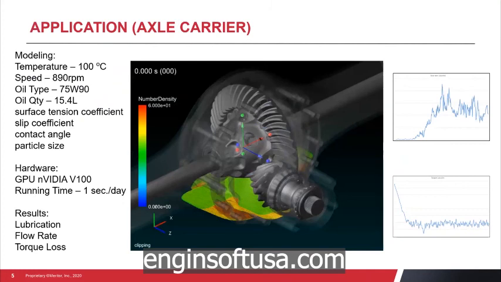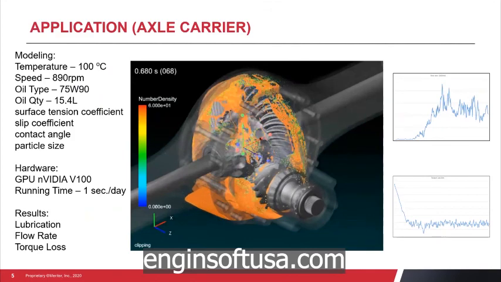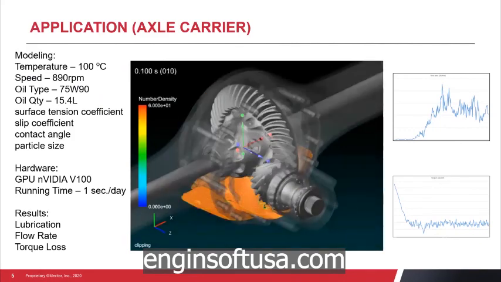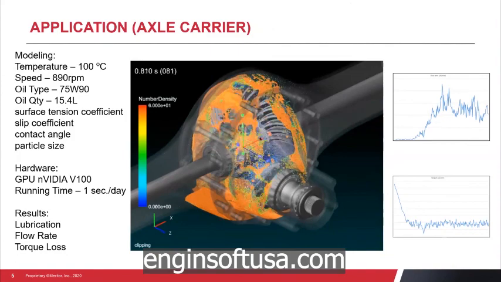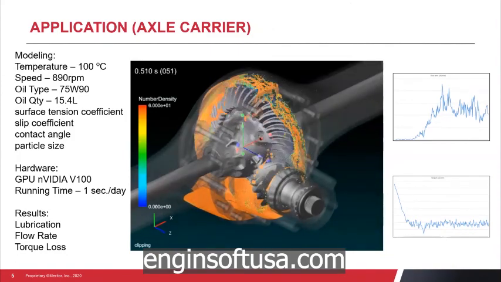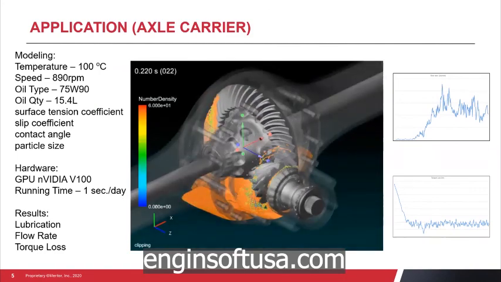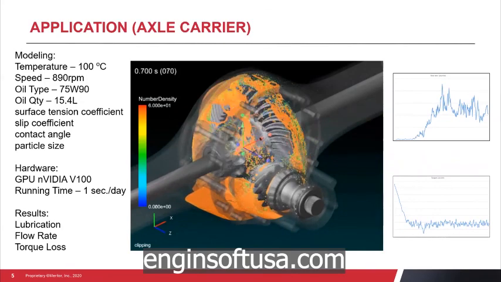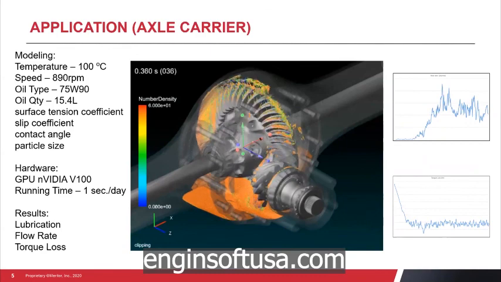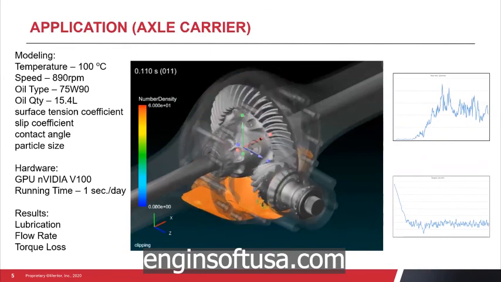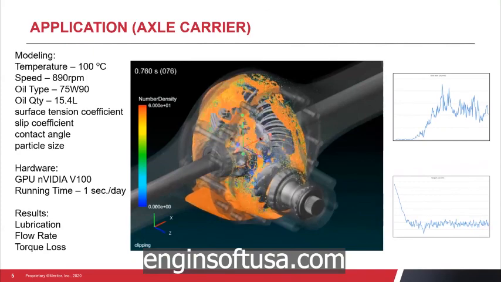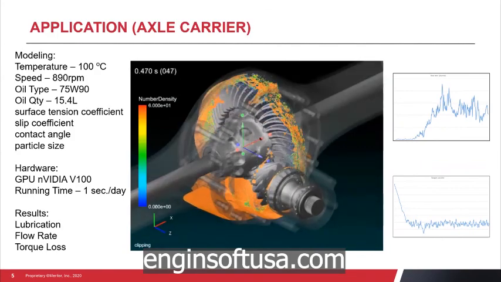Next slide, please. So here's an example of how we use Particleworks for our drive axles. In this case, we want to look at the lubrication of our axle housings and carriers. So included in the model are the gears and bearings that are part of our drivetrain, and we want to look at how the loop paths are functioning, because we want to make sure that the bearings are properly lubricated.